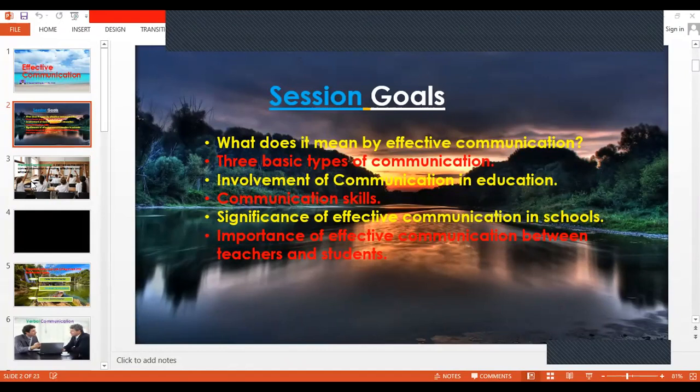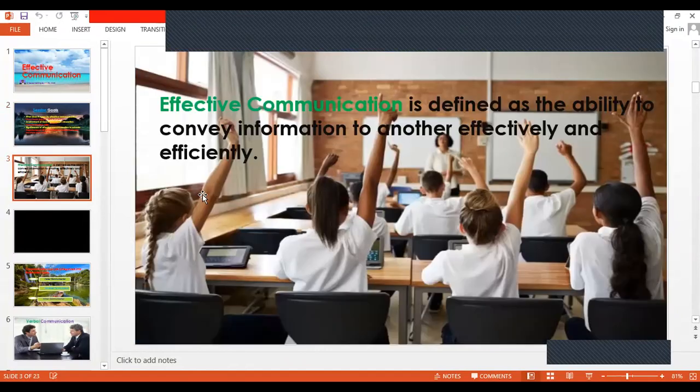So let's move to the next slide. Let's understand now what it means by effective communication. As you can see on the screen, effective communication is defined as the ability to convey information to another effectively and efficiently. Whatever we speak or teach in the classes, if it is not effective, if clarity is not there, students will not be able to understand.